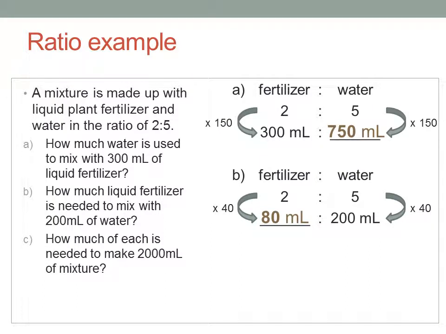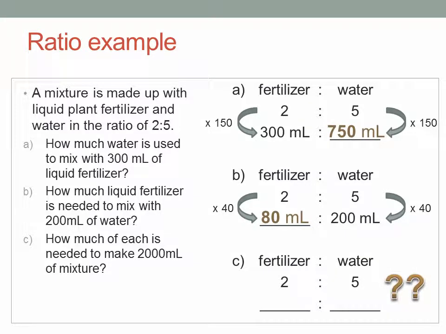Okay, now a different question. How much of each, liquid fertilizer and water, is needed to make up 2,000 millilitres of mixture? If I have fertilizer and water in the ratio 2 to 5, how much of each do I need to get a total of 2,000 millilitres, 2 litres?